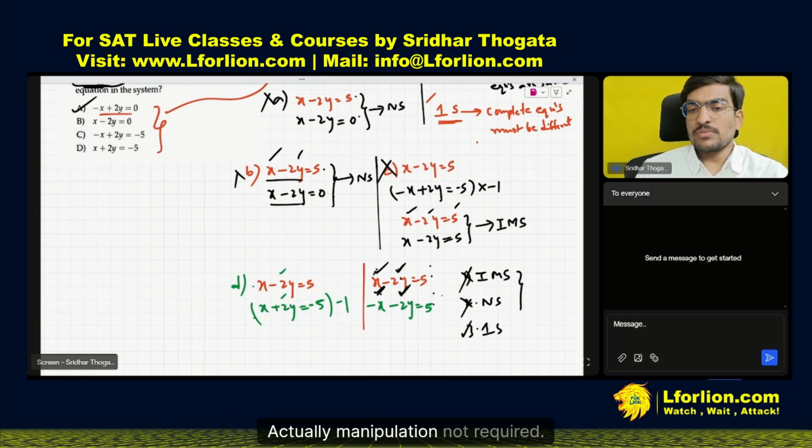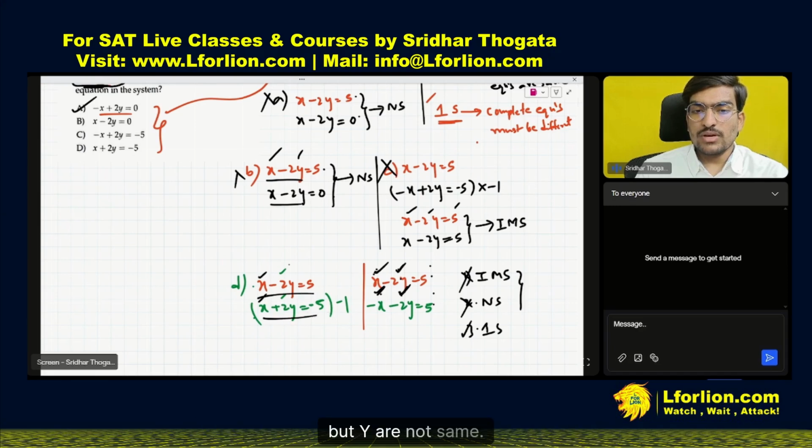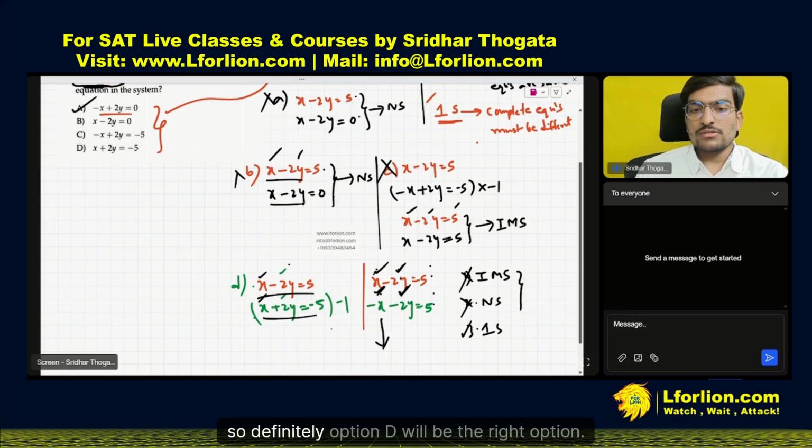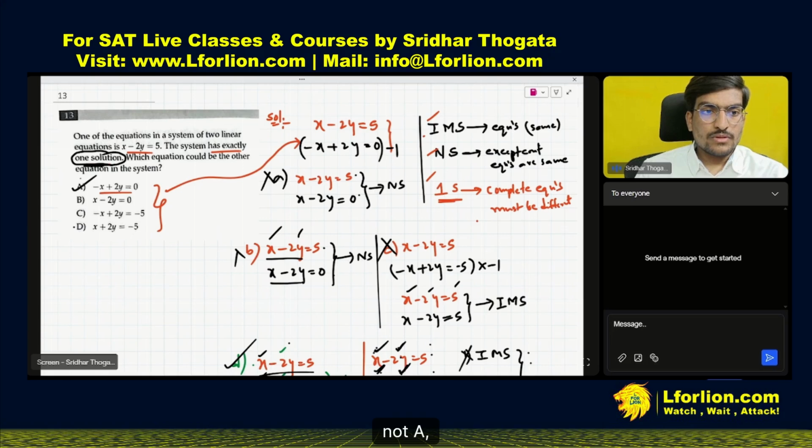Actually, manipulation is not required, because after looking at equations 1 and 2, we understand that x terms are same but y terms are not same. Even if you do manipulation, one term will differ, that is x. So definitely option D will be the right option. It's not obeying both of them, so obviously it will be a one solution equation. So not A, not B, not C, it's D.